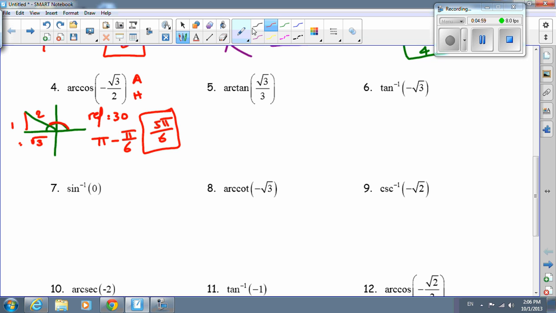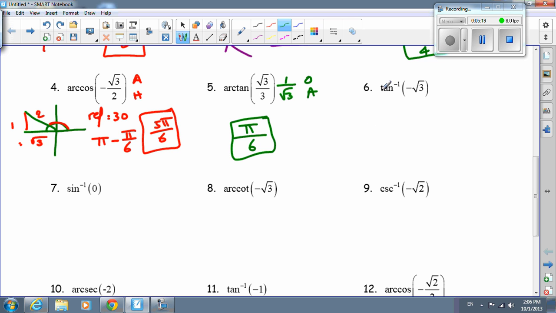Let's talk about tangent now. This is tangent of square root of 3 over 2. You should understand that this is also 1 over square root of 3, where now the opposite is 1 and the adjacent is square root of 3. Opposite 1, that's a 30-degree angle. Positive, first quadrant. Answer is pi over 6.